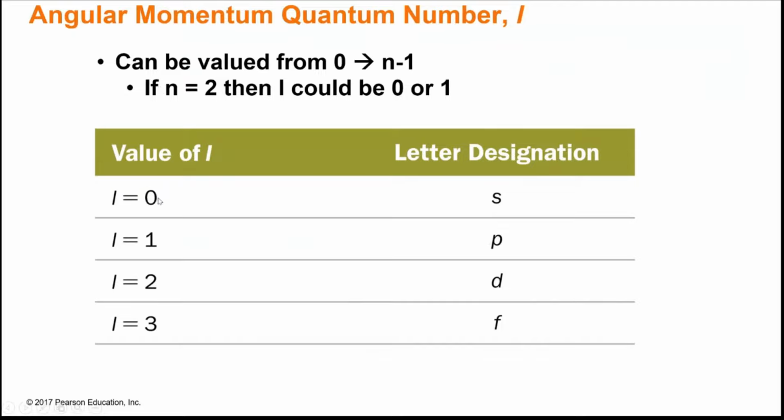The value of L is defined by a range depending on what n is equal to. For example, if n equals 2, then L could either be 0 or 1. And this range is from 0 to n minus 1. So if you have n equals 4, the possible values for L are 0, 1, 2, and 3. So it is defined by a range determined by n.